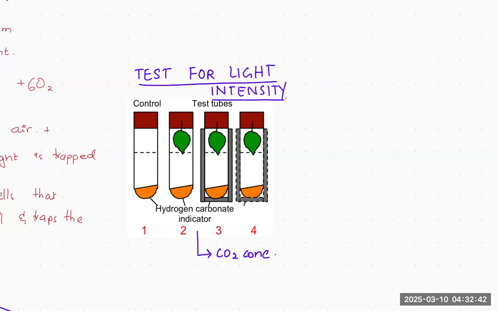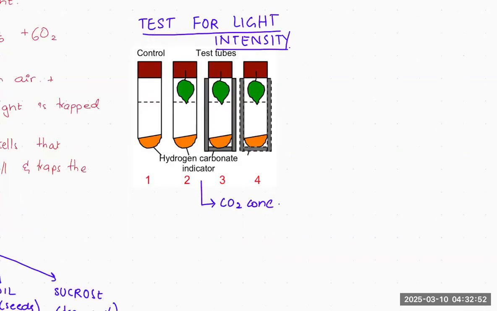Now, the hydrogen carbonate indicator works like this. If the carbon dioxide concentration is normal, it will be pink in color. That's what we will see in test tube number 1. In test tube number 1, it will be completely pink. Then if the carbon dioxide concentration increases, we will see that it turns from pink to yellow. So for example, in test tube 3 and in test tube 4, that's what we will see. We will see that it will turn yellow.